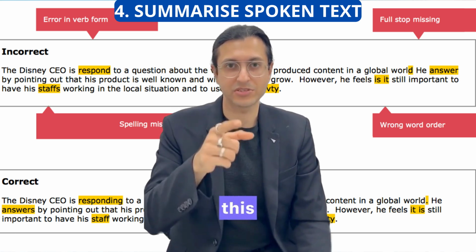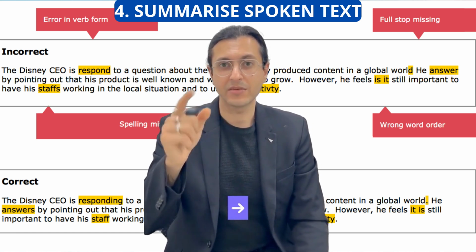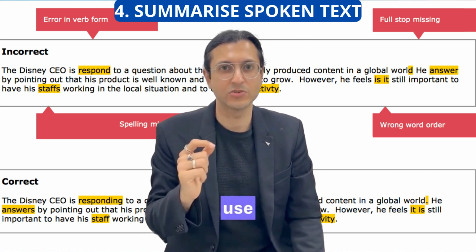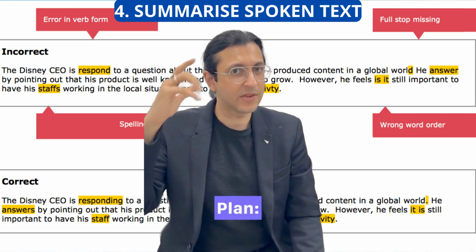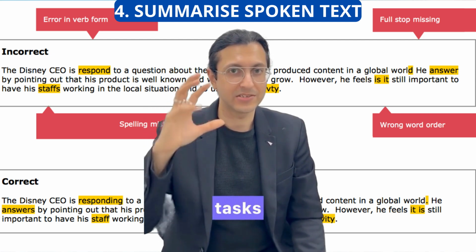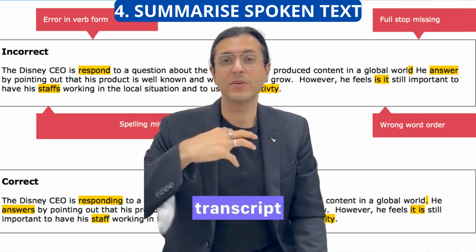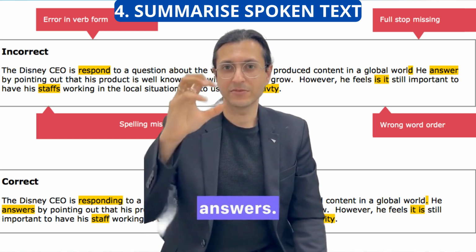Fix: use this strategy. Main idea, 2 key points, conclusion. Stick to 50 to 70 words and use transition phrases. Practice plan: do 2 to 3 SST tasks daily at MockMaster.ai, complete with audio, AI transcript comparison, and model answers.